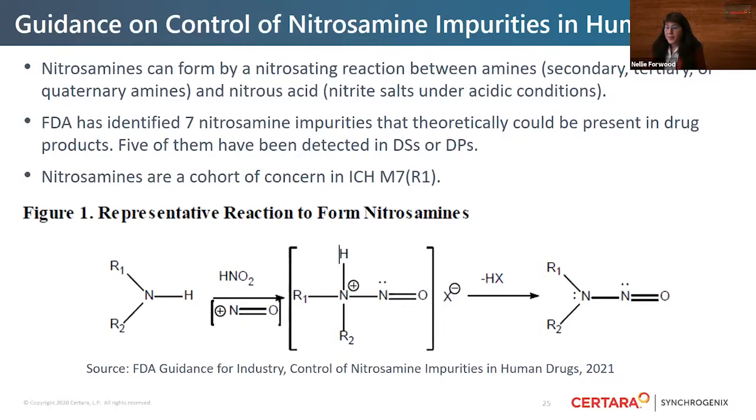The FDA's February 2021 guidance on nitrosamine provides a link. I just mentioned that. The link to the validated laboratory method is provided as a footnote on page 2 of the February 2021 guidance. And this is the reaction that forms nitrosamines.